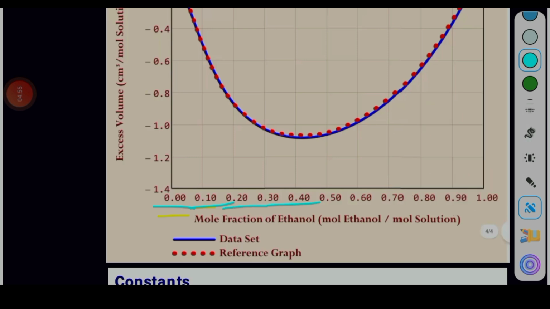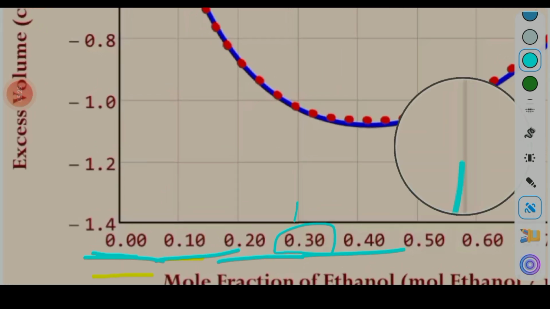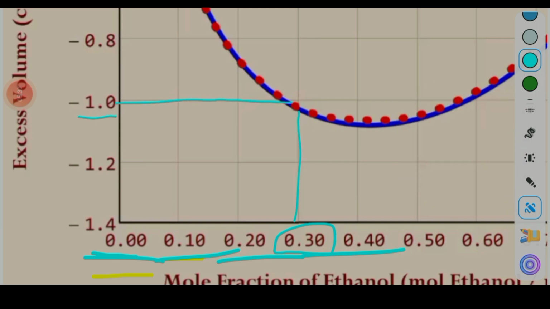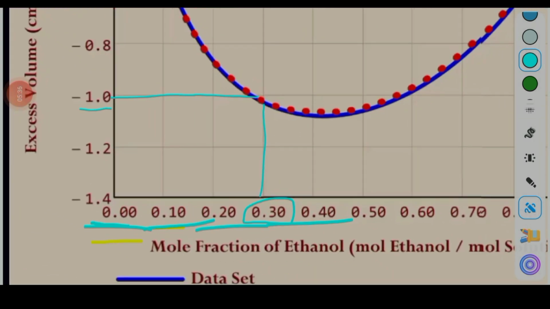So when the mole fraction of ethanol is 0, that means there is no ethanol, there is just water. If you took 1 liter of water, the total will be 1 liter. However, suppose you took a 0.30 fraction of ethanol and the remaining, 0.7, water. If you add it, then you will have to subtract about minus 1 from the original value. This minus 1 is in centimeter cube per mole. That is the amount you will have to subtract.